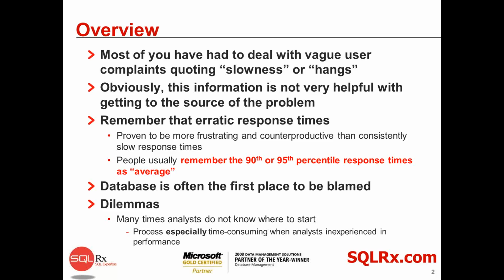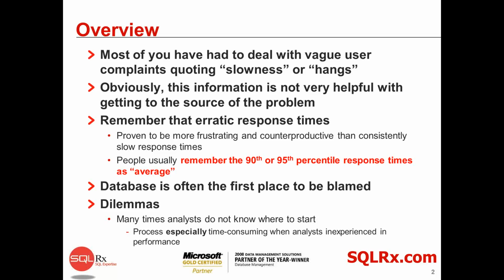So the database is often the first place to be blamed because it's kind of the centralized location, and there are so many other moving parts. It's easy to single out one part. So today we're going to talk about some of these issues and where to start, because many times people don't know where to begin. It can also be a very time-consuming analysis process if you haven't done it before. And if you don't know where to begin, you're under the gun to deliver something, but you don't know quite where to look. So quite often people will look at the places that are most familiar.